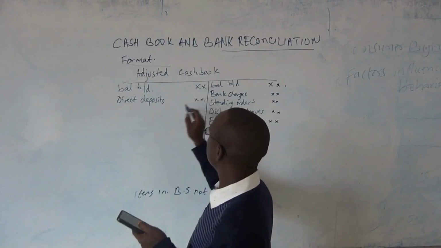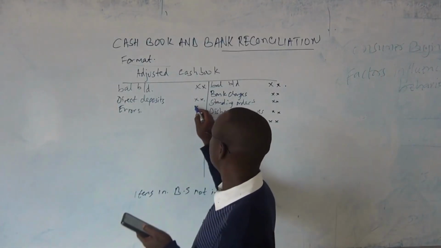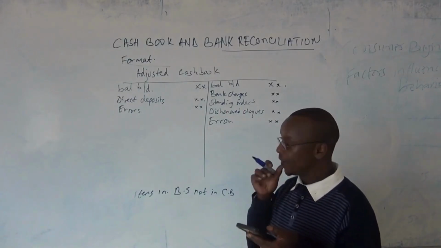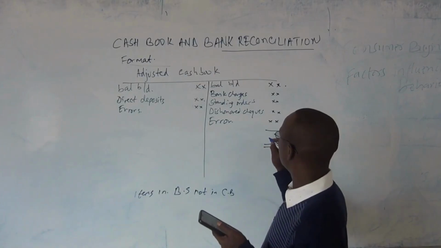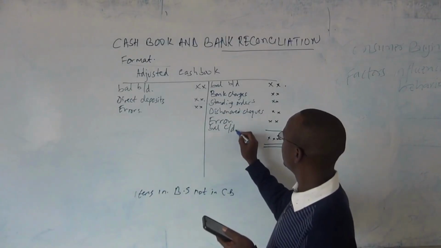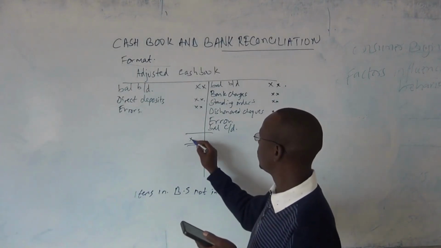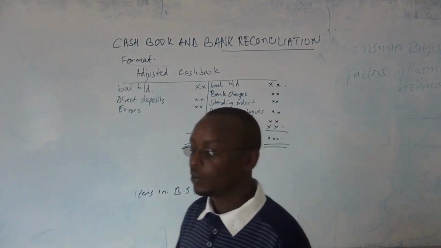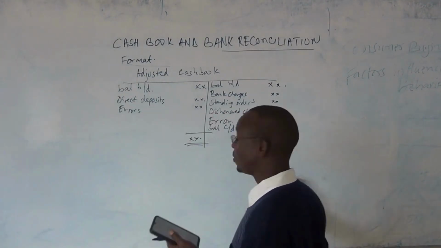Sometimes kuna errors that affect this side. You look at the kind of the error, if it affects that side. And with all those items, you do what? You get your balance carried down. Then you close the account and you go ahead and do what? You now go ahead and do the bank reconciliation statements.